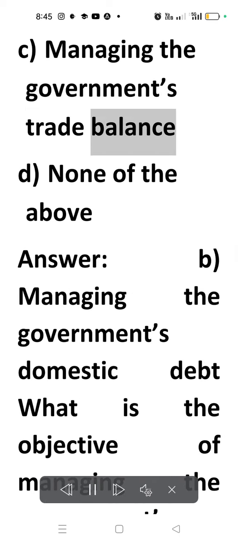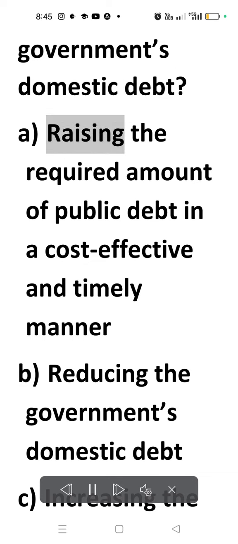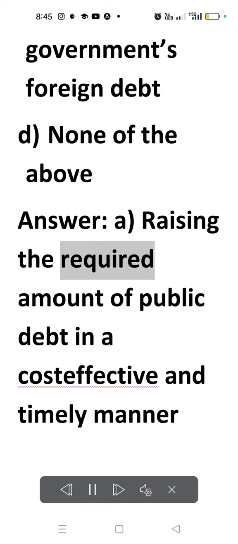What is the objective of managing the government's domestic debt? Raising the required amount of public debt in a cost-effective and timely manner. Reducing the government's domestic debt. Increasing the government's foreign debt. None of the above. Answer: A. Raising the required amount of public debt in a cost-effective and timely manner.